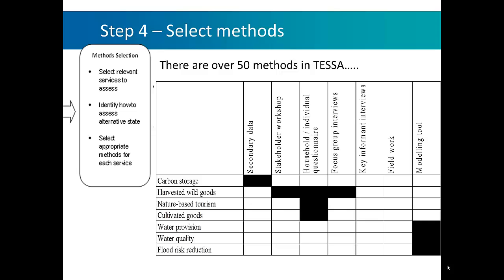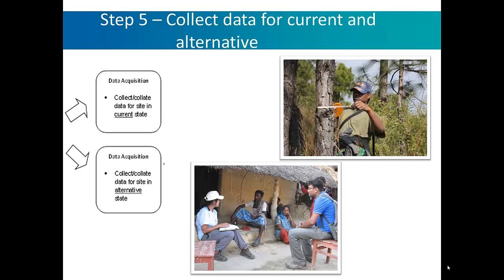So in this example, the black boxes show the methods that were used, which range from secondary data, so that's just using existing lookup tables, to participatory approaches, semi-structured interviews at the household level, and also looking at water services using a modelling tool, which I will mention shortly. So the methods then enable you to collect data both for your current and for your alternative state.